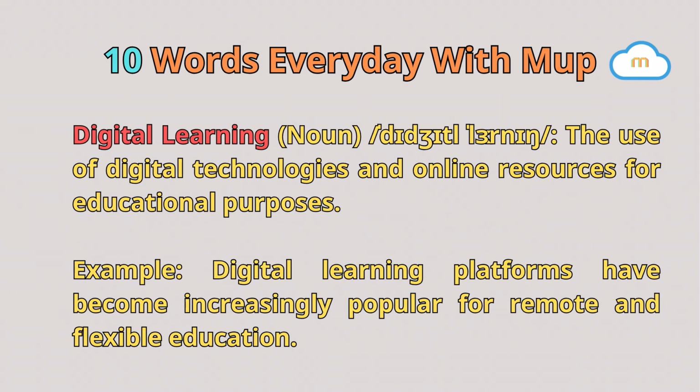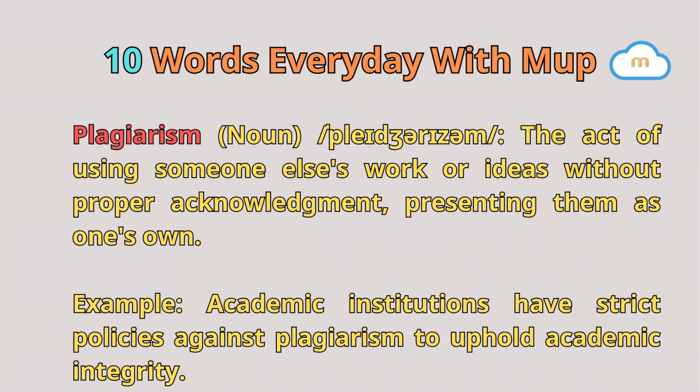Digital learning. Definition: the use of digital technologies and online resources for educational purposes. Example: digital learning platforms have become increasingly popular for remote and flexible education. Plagiarism. Definition: the act of using someone else's work or ideas without proper acknowledgement, presenting them as one's own. Example: academic institutions have strict policies against plagiarism to uphold academic integrity.